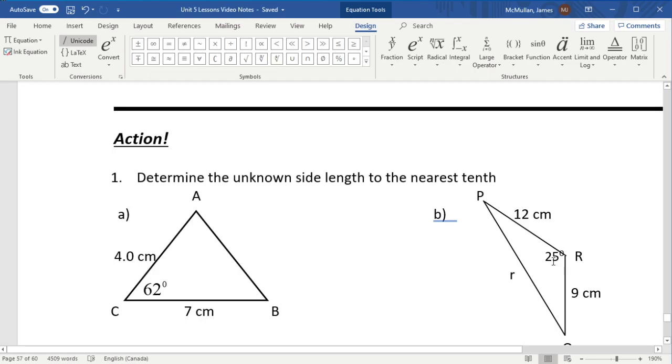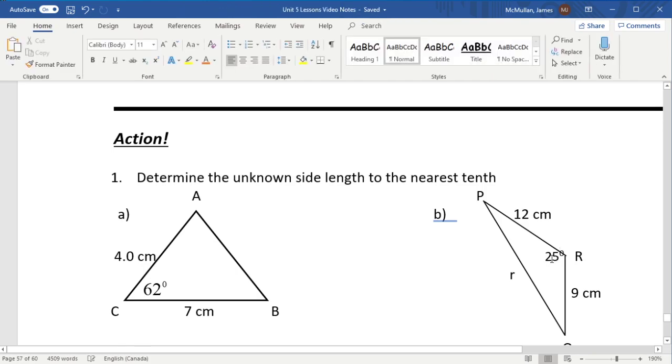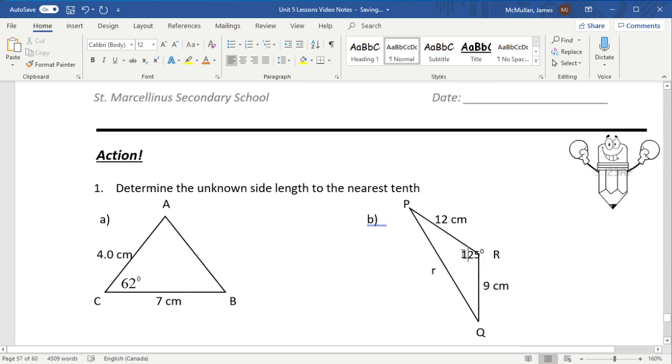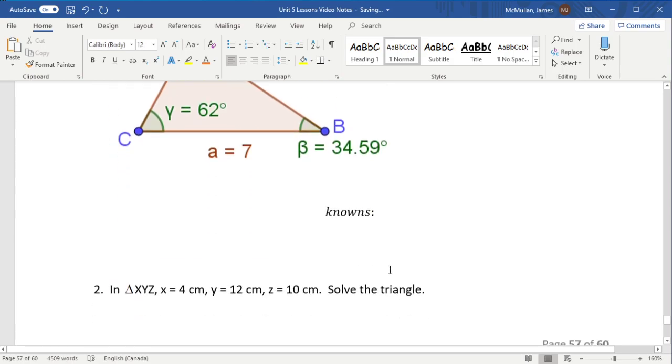Well, this is not the best diagram, so let's make it 125 so it makes more sense, because this is clearly obtuse, right? It's got to be bigger than 90. So I'm going to make a slight change to that angle there, just so that it makes a little more sense. Anyway, let's write down what we know.